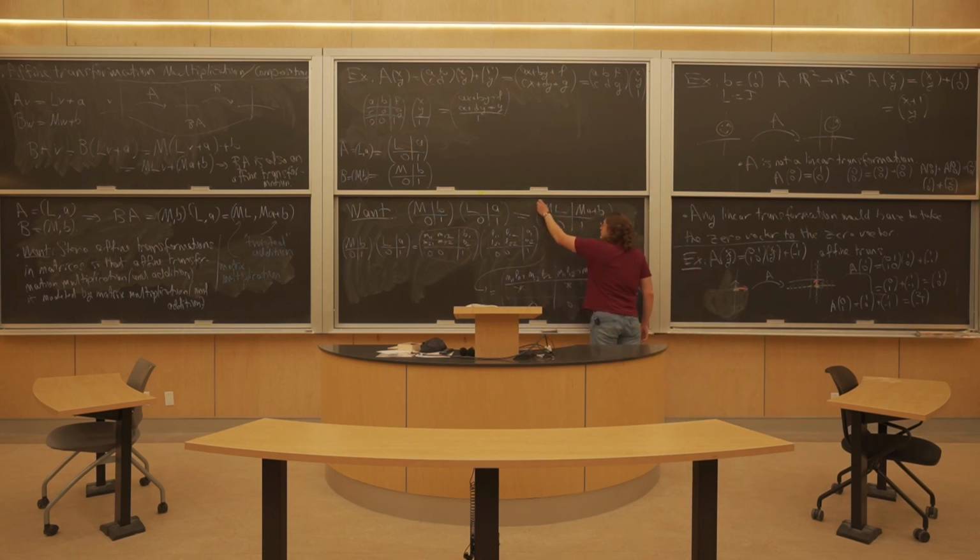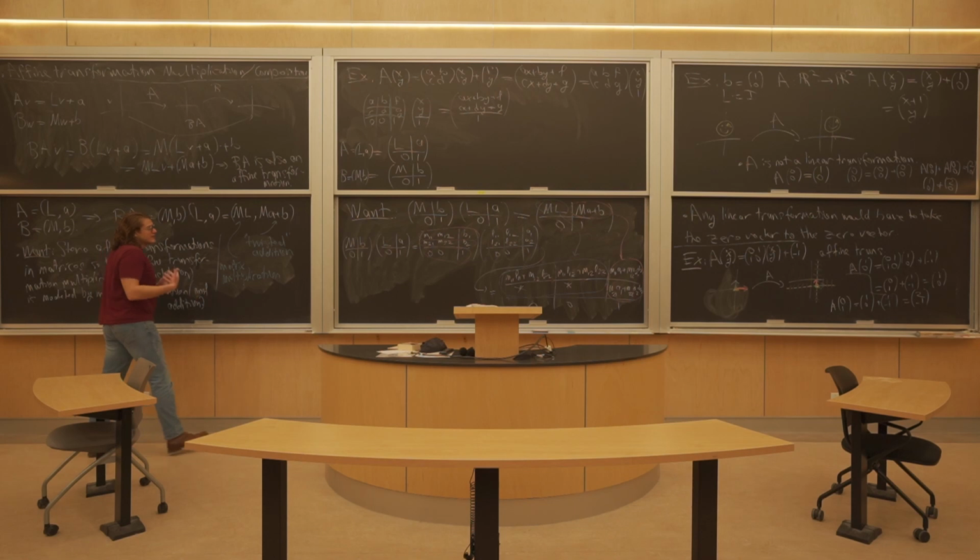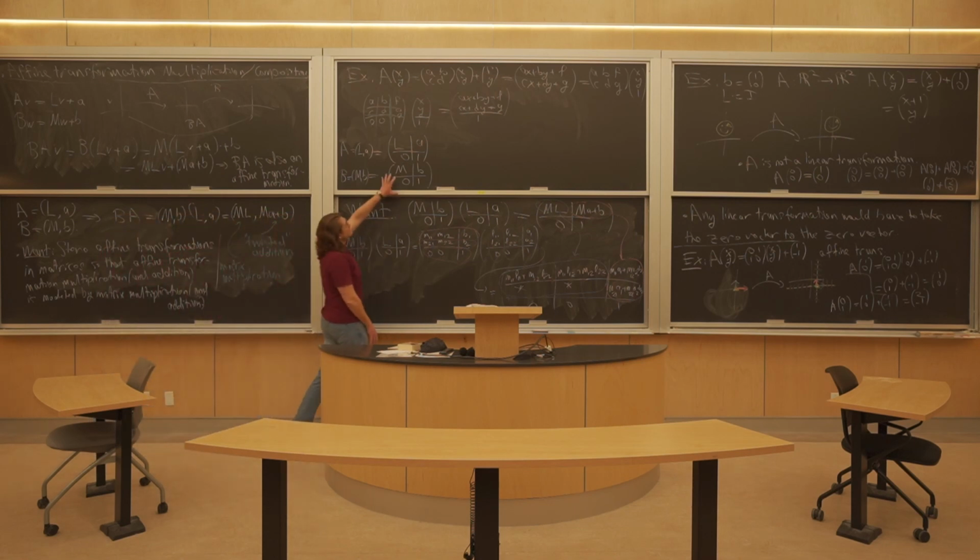In short, it is indeed true that if I were to store my affine transformations in these matrices like this, matrix multiplication models for me affine transformation multiplication. Okay. That's that. So if you want, you could think of 2 by 2 affine transformations, or rather affine transformations of the plane, as specific 3 by 3 matrices. Okay?